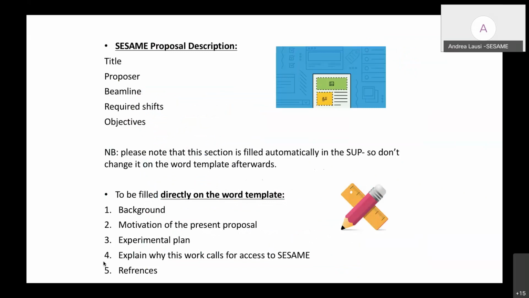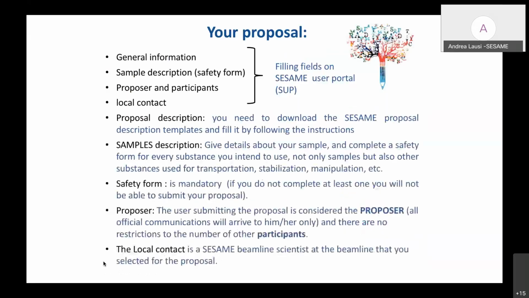You download a Word template which has very clear instructions in it, which allows you to communicate to the panel which will review your proposal these 5 points: the background, the motivation of the proposal, what you want to do, the experimental plan, and point 4, explain why this work calls for access to SESAME. This is a very important point, as we will see later. And the references.